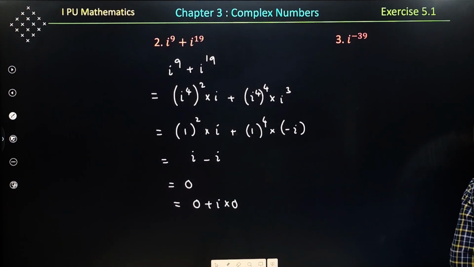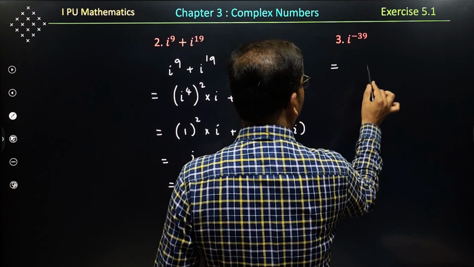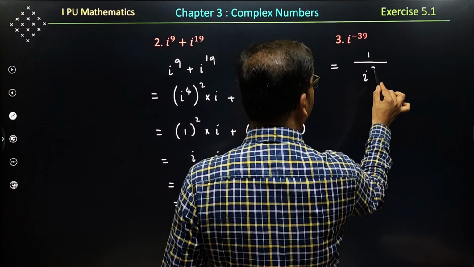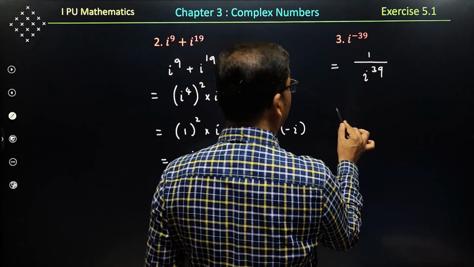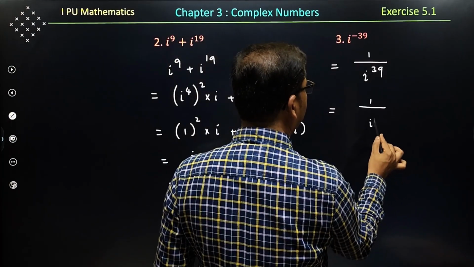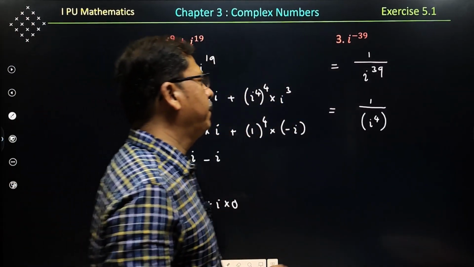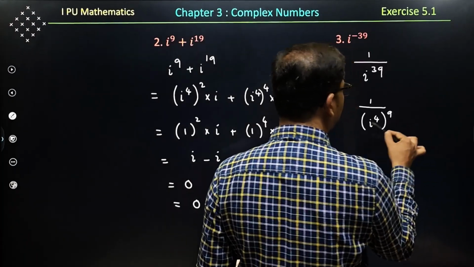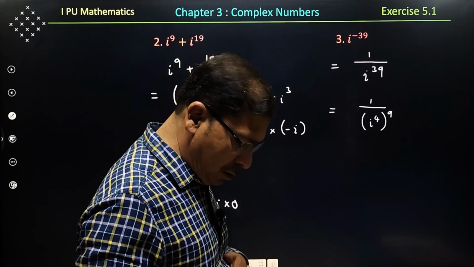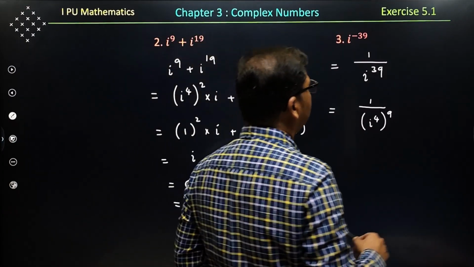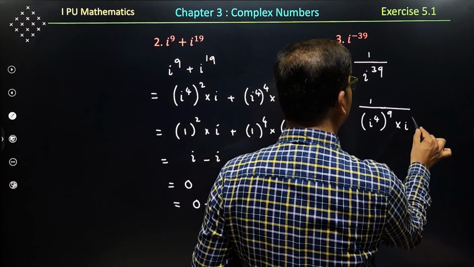Okay. Next, i to the power minus 39 is there here. This can be written as 1 upon i to the power 39. Okay. Same again. 1 divided by i to the power 4 you take. This is raised to the power what? Near to 39. 9 fours are 36, no? By the indices property, it is multiplication, 4 into 9. So you are getting 36. We need 39, no? i to the power 3 you can write here.